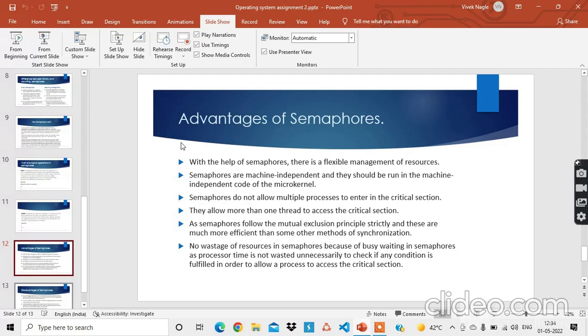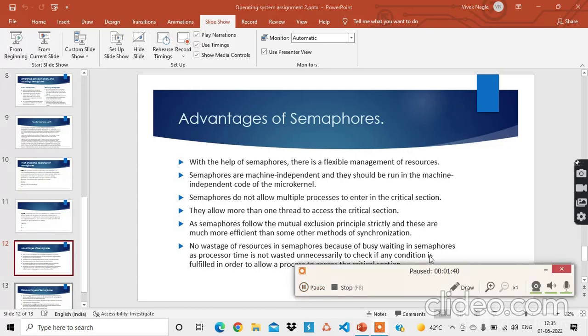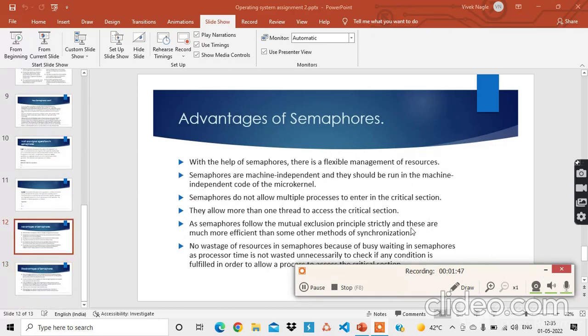Semaphores are machine independent and they should be run in the machine independent code of the microkernel. Semaphores do not allow multiple processes to enter the critical section, and so semaphores follow the mutual exclusion principle strictly, and these are much more efficient than some other methods of synchronization. So means using semaphores we can provide synchronization of processes.